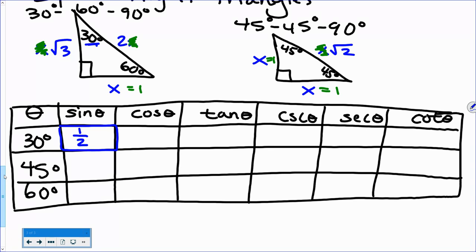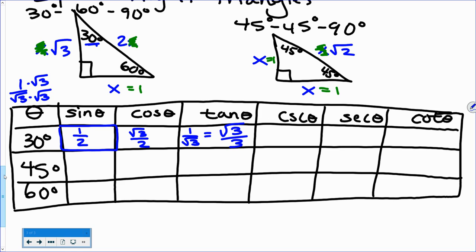If I do cosine of 30 degrees, I want the adjacent side, which is the square root of 3, over the hypotenuse, which is 2. For tangent, I'm going to use the opposite side, which would be 1, over my adjacent side, which is the square root of 3. Remember, we're not going to leave it as 1 over the square root of 3. I'd multiply the top and bottom by the square root of 3. So I'm actually going to use the square root of 3 over 3.